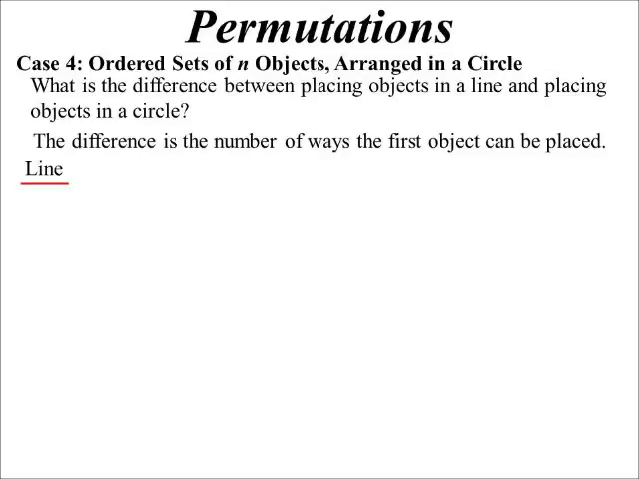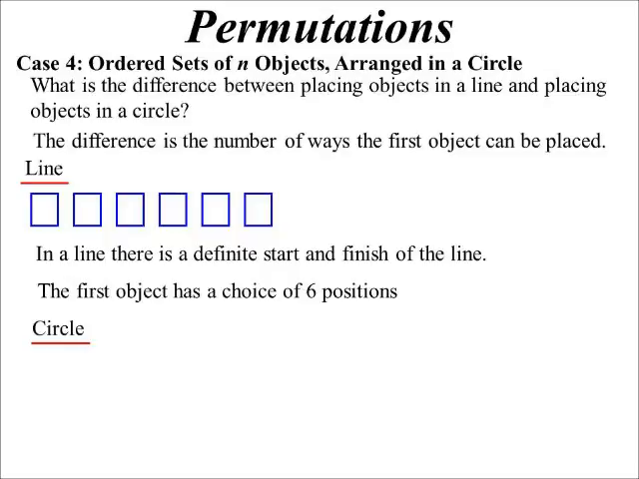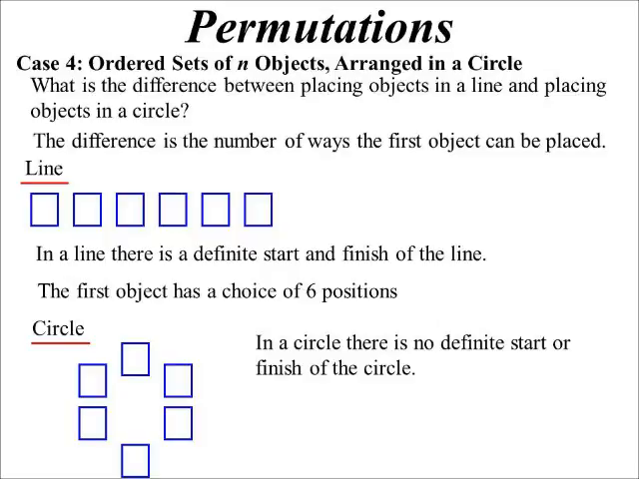So when we're in a line, okay, so there's all our objects in a line. There's a definite start and a definite finish to a line. So in this particular example here, if I was going to place the object, there's 6 choices we have. But when we come to a circle, and we've still got 6 objects, but there is no definite start and end to a circle. So how many ways can I place the first object? The answer is 1. Because all I can do is put it in the circle.